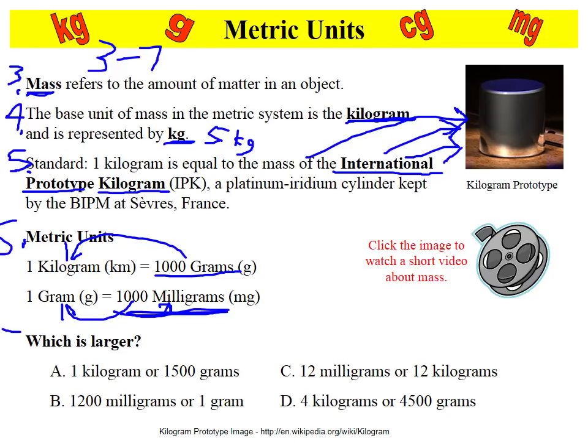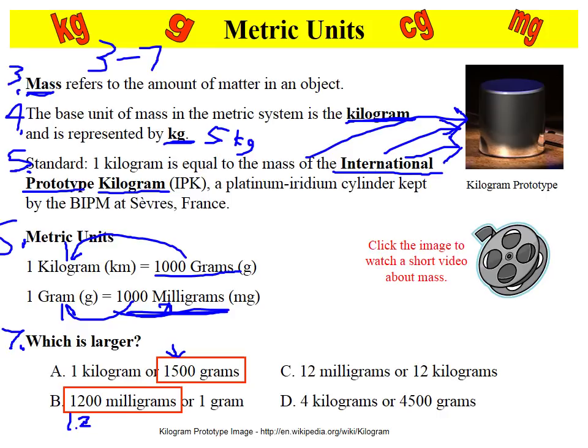And then for number 7, which is larger, with part A between 1 kilogram or 1,500 grams, it is going to be the grams, because since there are 1,000, we have about 1.5 kilograms there. For part B, 1,200 milligrams or 1 gram, it's going to be the 1,200 again, because that equals about 1.2 grams, right? And that's larger.